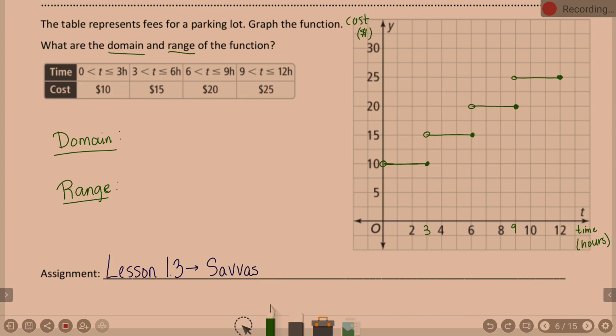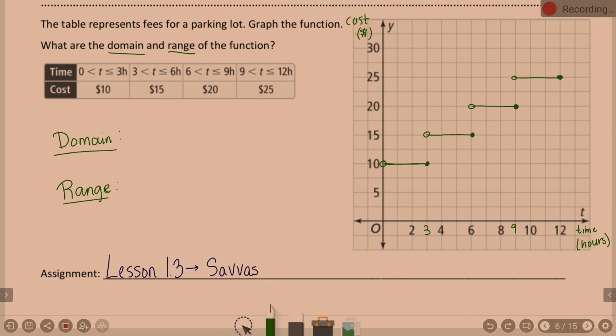Thoughts on the domain? Remember, domain is reading where? Left to right. Okay, just checking that. What are you thinking, Zach? Would it just be 0 to 12? What do you guys think? Ian? Parenthesis 0, bracket 12. Okay. Parenthesis and bracket, 0 to 12.